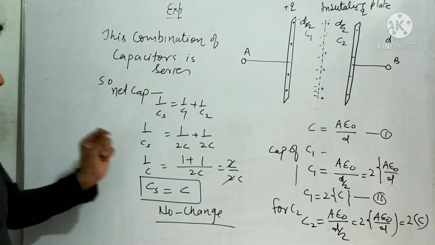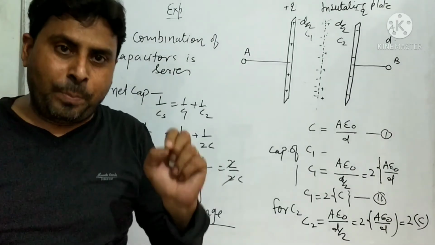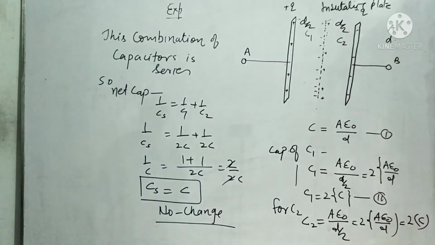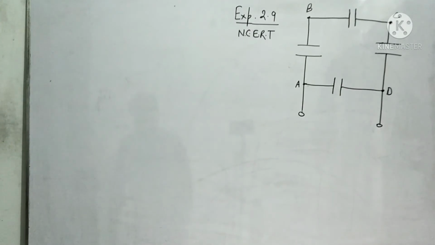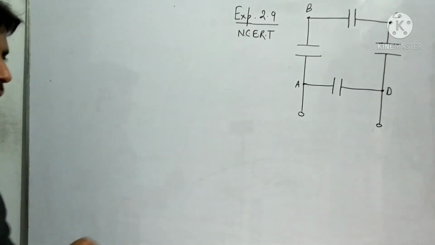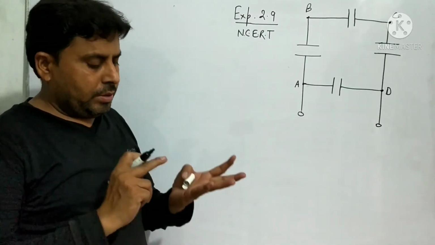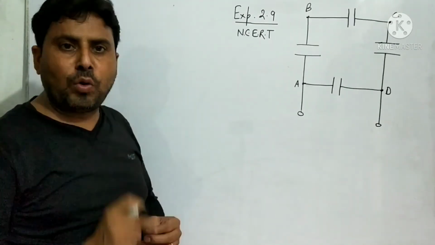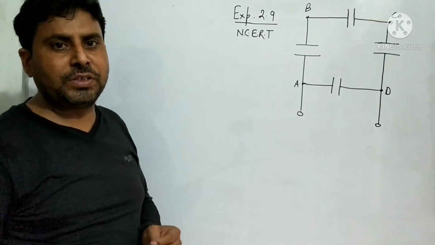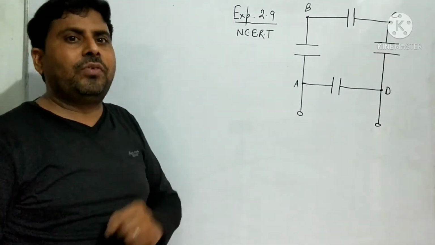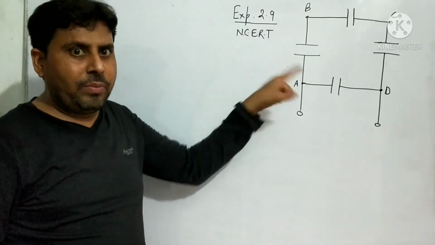Now I will take a few series and parallel combination numericals. So you can take one screenshot. Yes, students, there is one example of NCERT. In this example, series combination, parallel combination, charge of each capacitor, potential difference across each capacitor, everything will come. So all the combinations will be here.